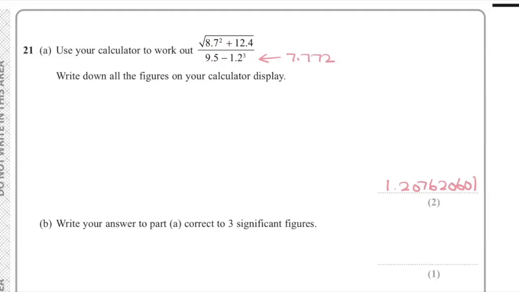Write your answer to 3 significant figures. So that's part of the number that we had. 3 sig fig is just count 1, 2, 3, cut. 7 is greater than 5, so I'm going to add 1, and my final answer is 1.21.